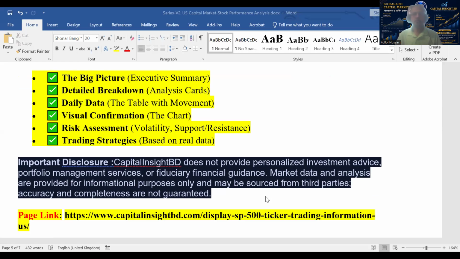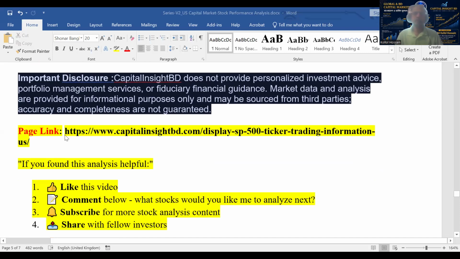And one important disclosure: Capital Insight BD does not provide personalized investment advice, portfolio management services, or fiduciary financial guidance. Market data and analysis are provided for informational purposes only and may be sourced from third parties. Accuracy and completeness are not guaranteed.